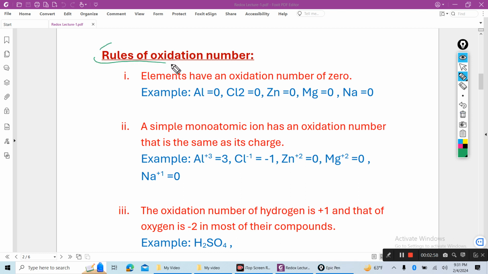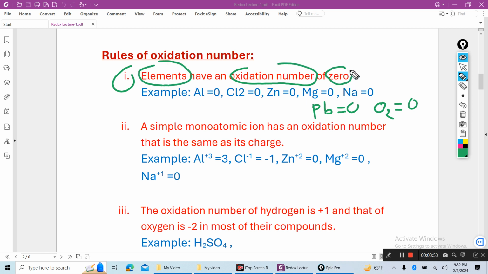Now there are some rules of oxidation number. Rule 1: elements have an oxidation number of 0. Any element has an oxidation number 0. Say aluminium 0, chlorine 0, zinc 0, magnesium 0, sodium 0, lead Pb 0, O2 oxygen 0. Rule 1: the oxidation number of an element is 0. This is the first rule.